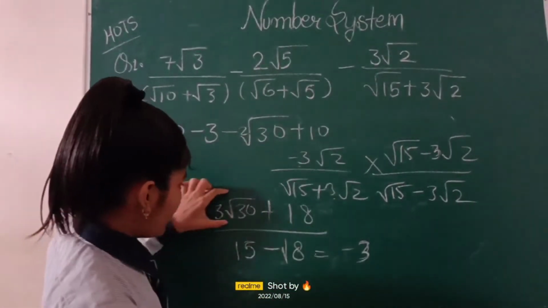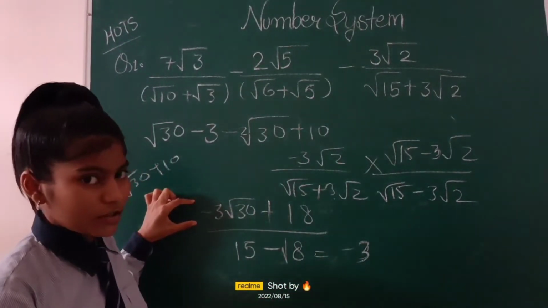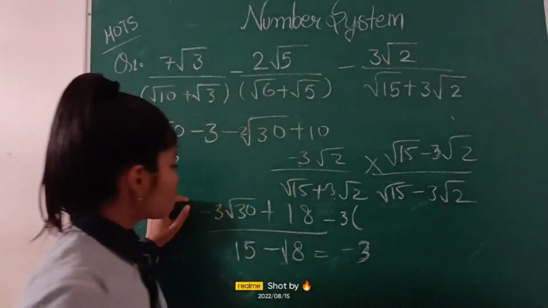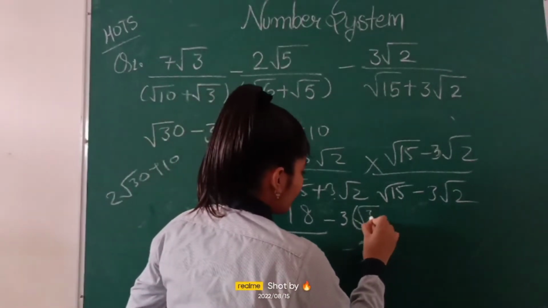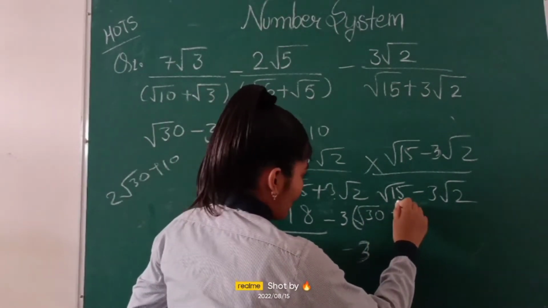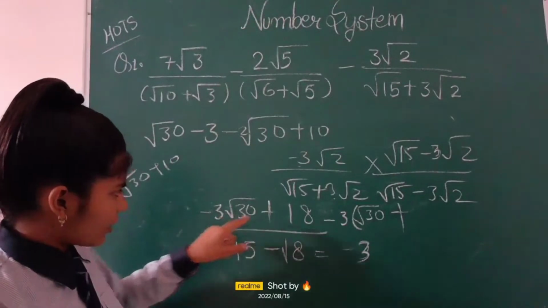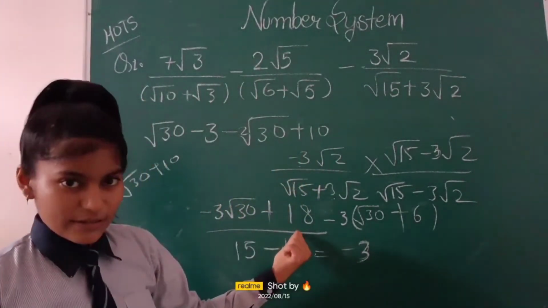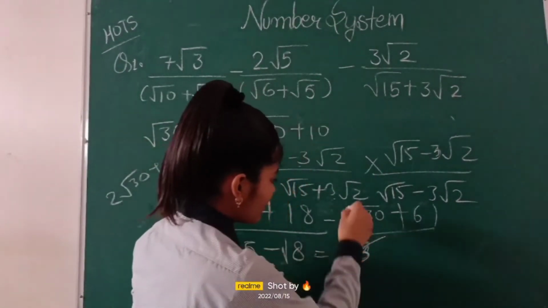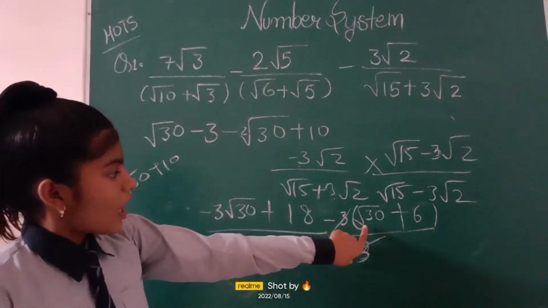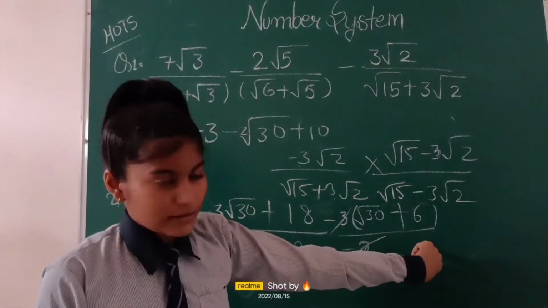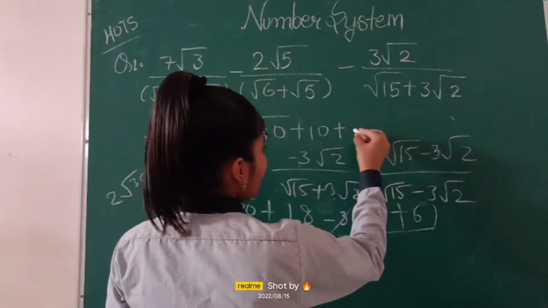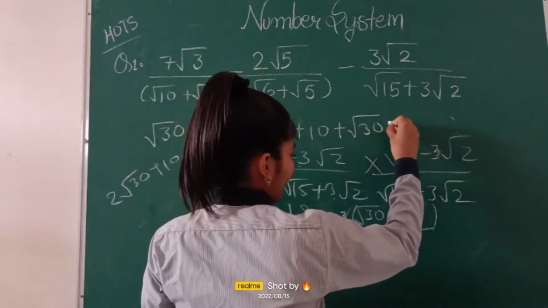So after taking this, now you can take common in the numerator. What will you take common? We will take common minus 3. So taking common minus 3, we will be left here with under root 30, then plus 6, because 3 into 6 is 18, divided by minus 3. Minus 3 and minus 3 get cancelled. You will be left with under root 30 plus 6. So putting the values back here, you will be left with under root 30 plus 6.